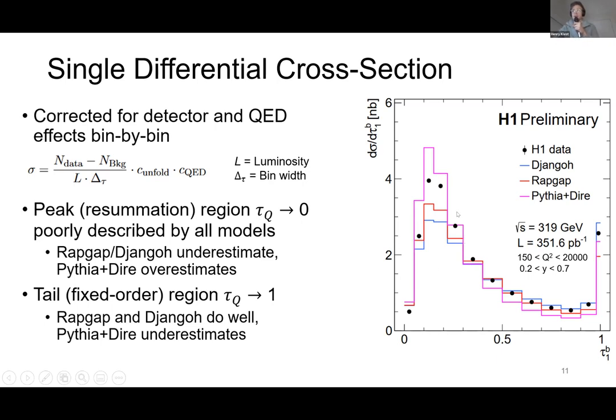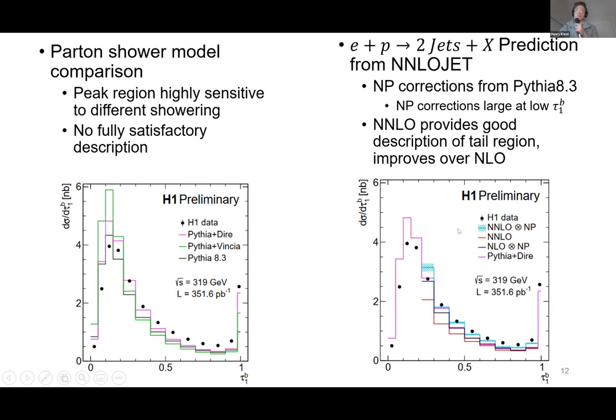So looking at our plot over here, we see that the peak region is not especially well described by any of the models in this plot. RapGap and Django underestimate the data, while Pythia plus Dire tends to overestimate it. In the larger tau region, RapGap and Django do a little bit better, but Pythia plus Dire underestimates.